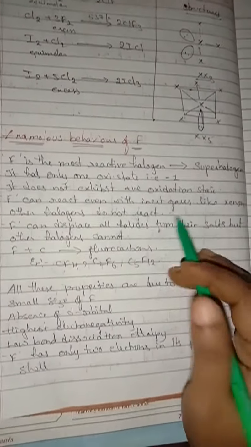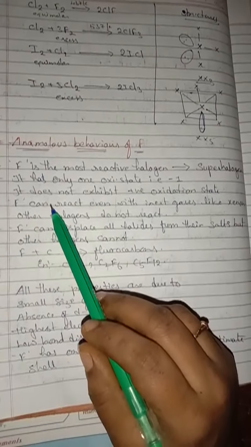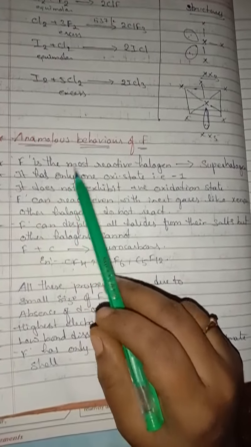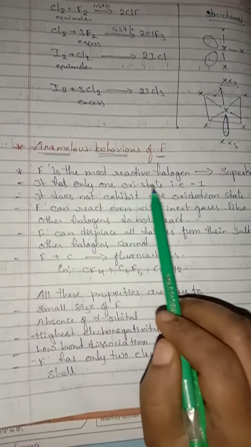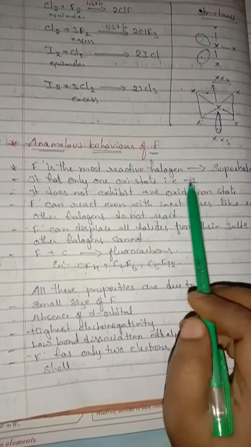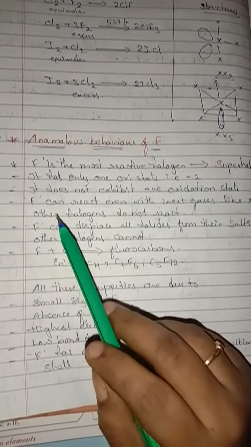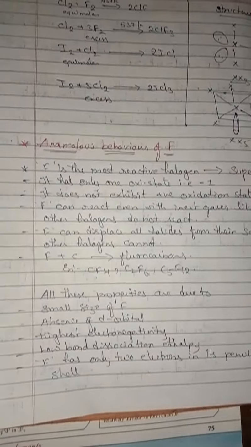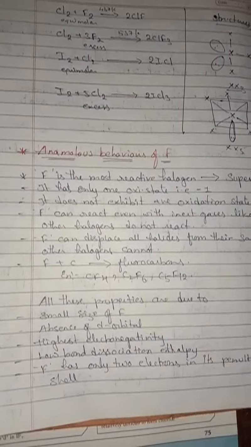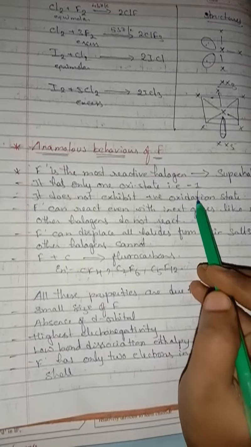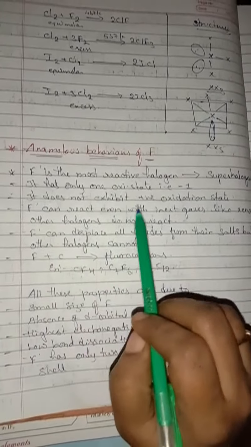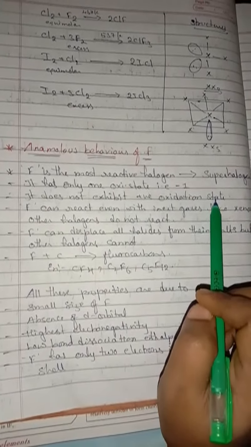Next, anomalous behavior of fluorine. Fluorine is the most reactive halogen. That is why it is called a super halogen. And it has only one oxidation state, that is -1. We already discussed this in a previous class, isn't it? So it is a universal element which has only one oxidation state. It cannot exhibit more than one oxidation state. It has only the -1 oxidation state, and it does not exhibit positive oxidation states.